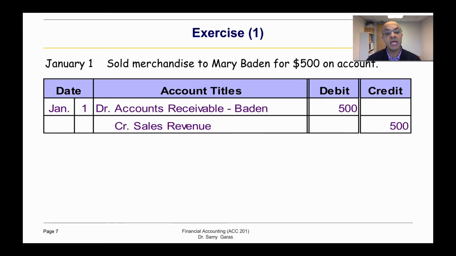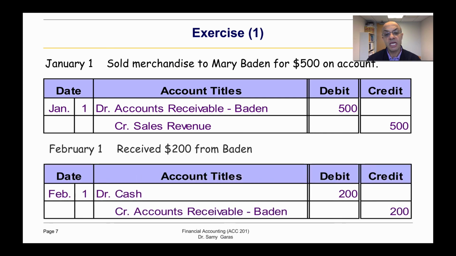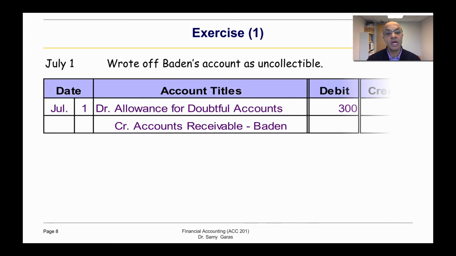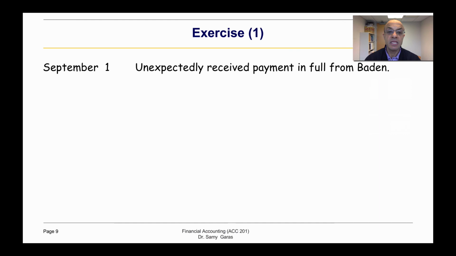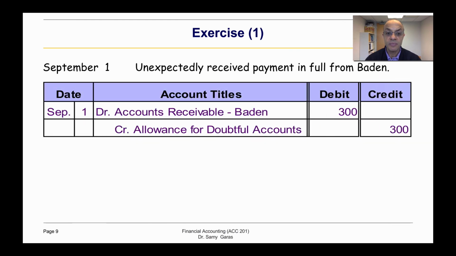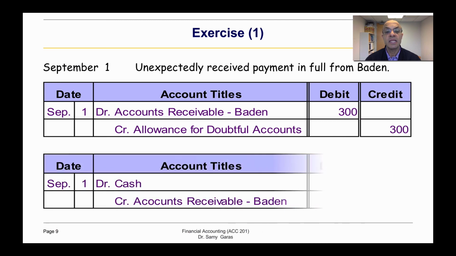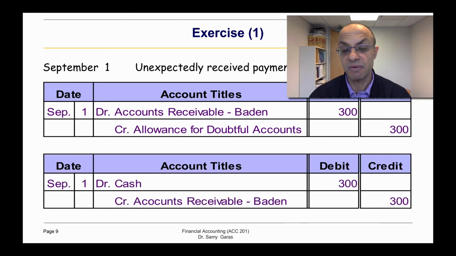First, we debit accounts receivable, credit sales. Then we debit cash, credit accounts receivable. And as we said, if the customer decides not to pay, we need to write off the amount by debiting allowance for doubtful accounts, credit accounts receivable. And finally, if we receive the amount, first we need to reverse the allowance journal, and then we debit cash, credit accounts receivable. This is in brief the cycle of the journals with a brief exercise.